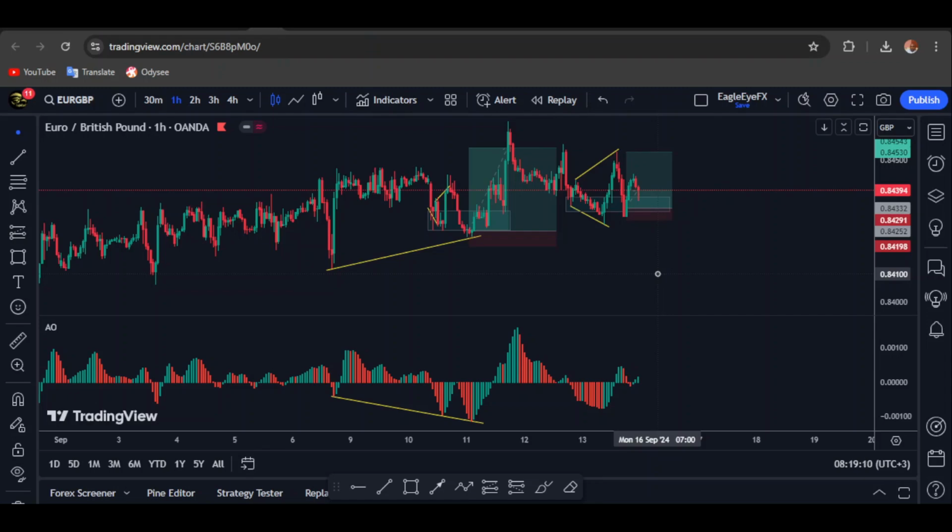So these are all things that I teach in my course guide. I have a course I teach on divergences, the regular divergence, the hidden divergence, how to master them, how to look out for them. I show a lot of examples. I teach about the QM patterns, the buy QM pattern, the sell QM patterns.